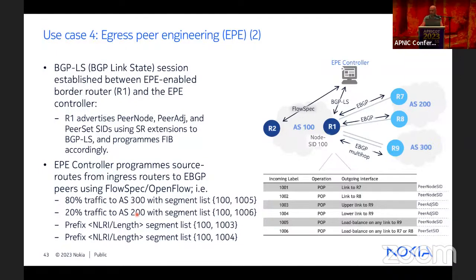So what the controller can then do is move some of this gradually onto the other link automatically, right? That's really the benefit of this, where you can tie in a lot of very different concepts together, but automate this whole process.